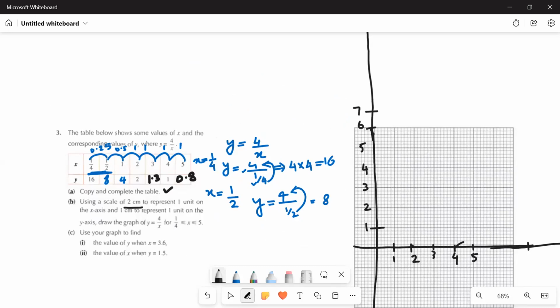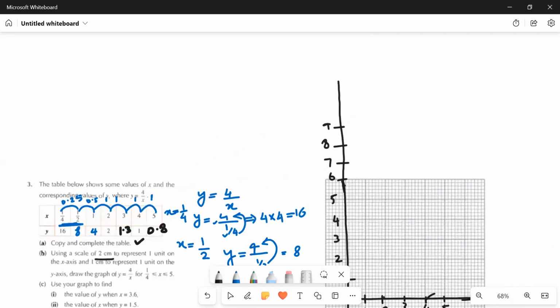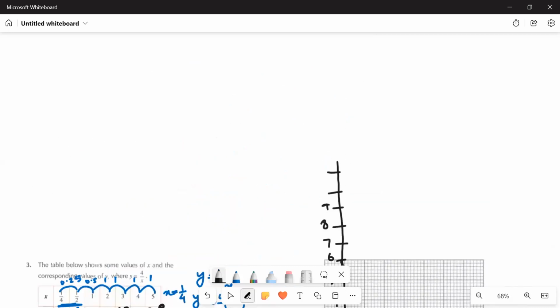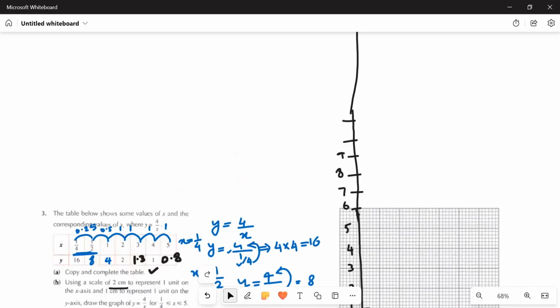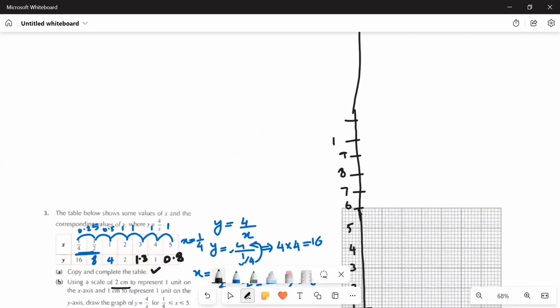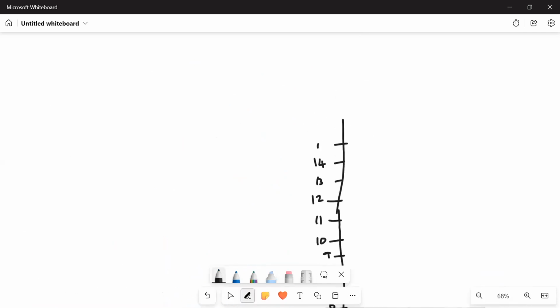Six, 7, 8, 9, 10, 11. If I take 5, 10 or 15, then 11, 12, 13, 14, 15, and then 16, and take one more, 17.